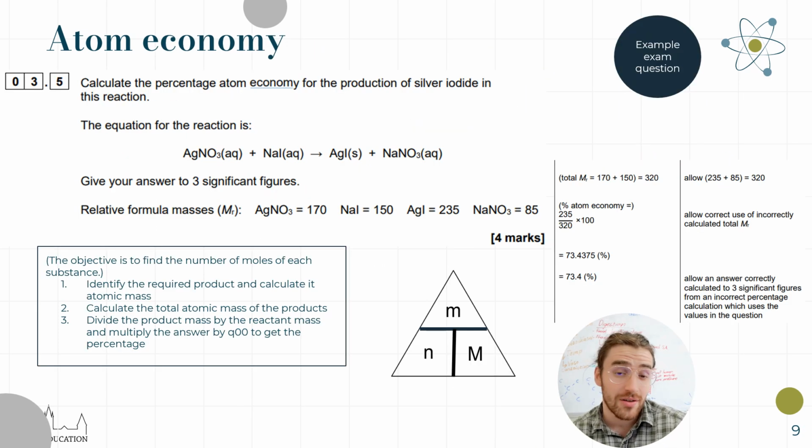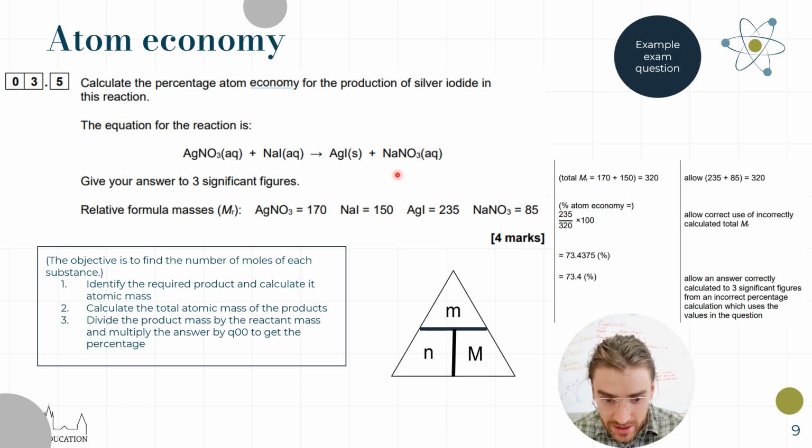So here's an example of atom economy. We're going to be calculating the percentage atom economy of the production of silver iodide in this reaction. Okay, so silver iodide is going to be our desired product, and this sodium nitrate is going to be our waste product, you see. So we're going to then calculate the relative formula or relative atomic masses for all of our molecules, okay?